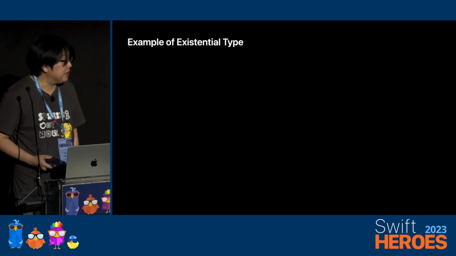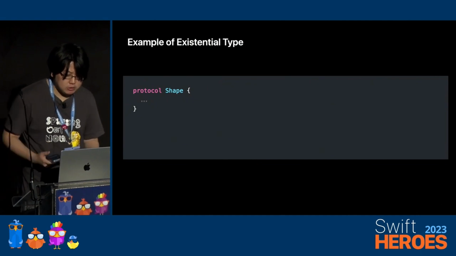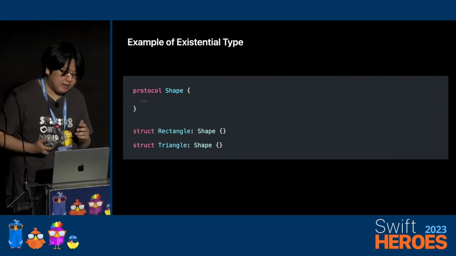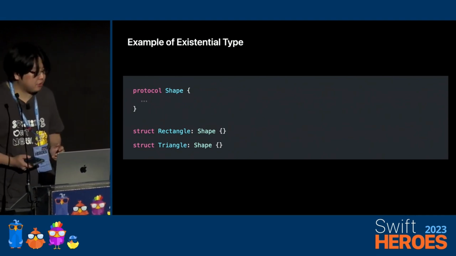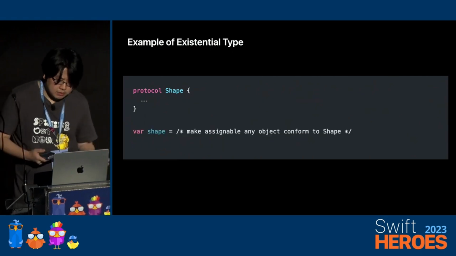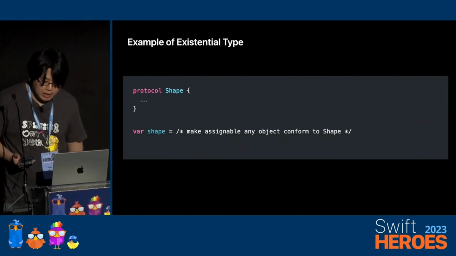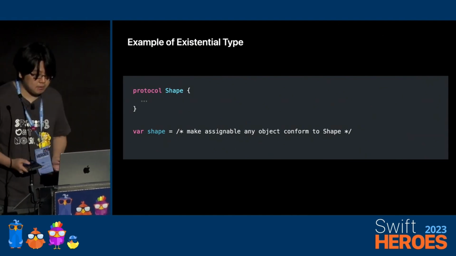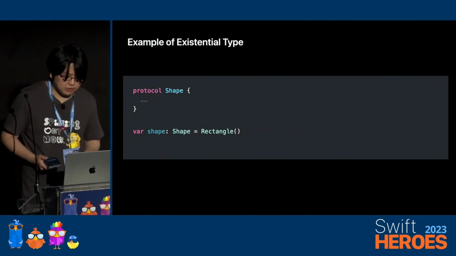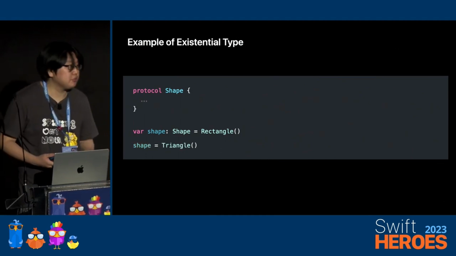Let's take a look at an example of existential type. In this source code, there's a definition of the Shape protocol to represent the concept of shape, like rectangle, triangle, and more. You can implement them by conforming to the Shape protocol. And you may want to use them in abstraction based on the Shape protocol. In this source code, we would like to have a variable that can be assigned any value which conforms to Shape. And as you know, you can use Shape for type annotation to achieve it. By this annotation, we can assign a rectangle to the variable, and a triangle.